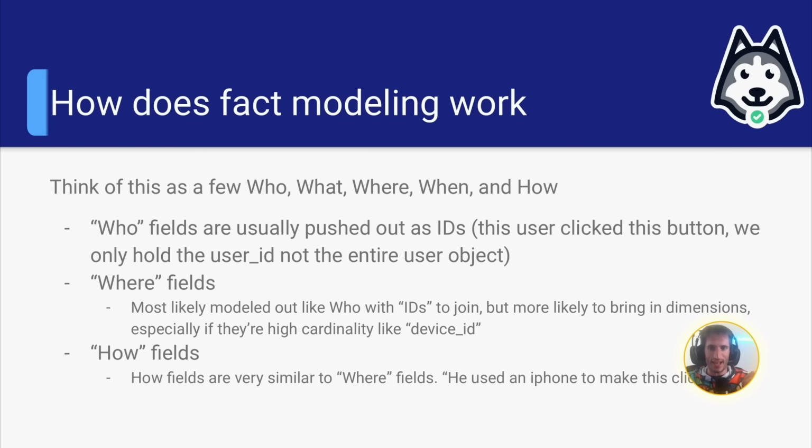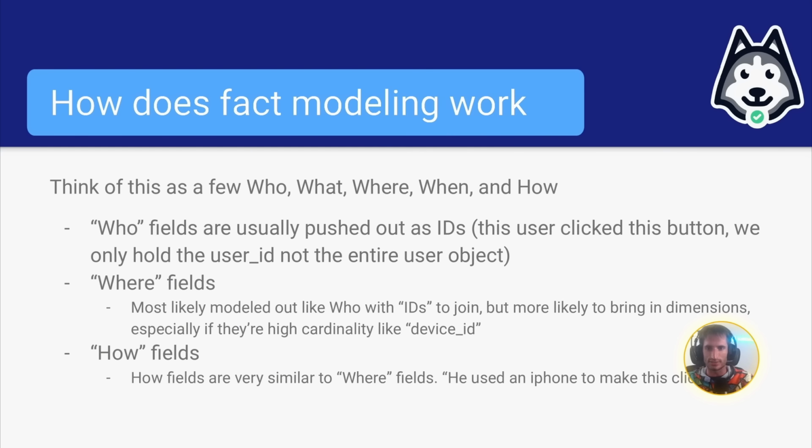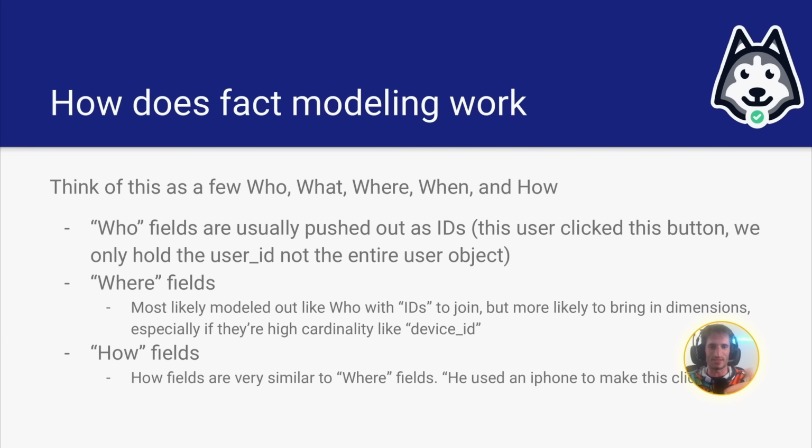You can think of facts from this angle. There are a few here: who, where, when, what, and how. Sorry, there's a double how in there on the slide. I need to fix that.